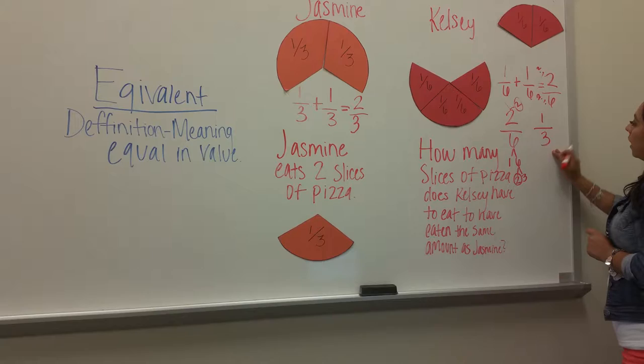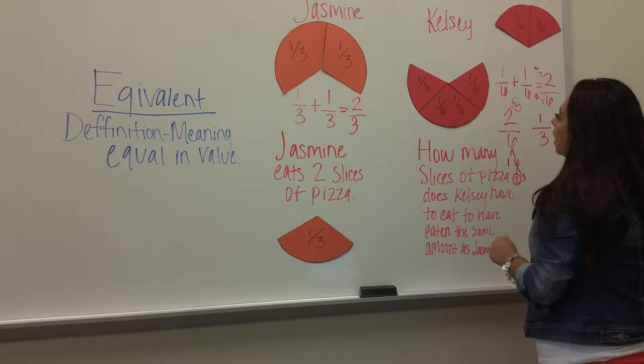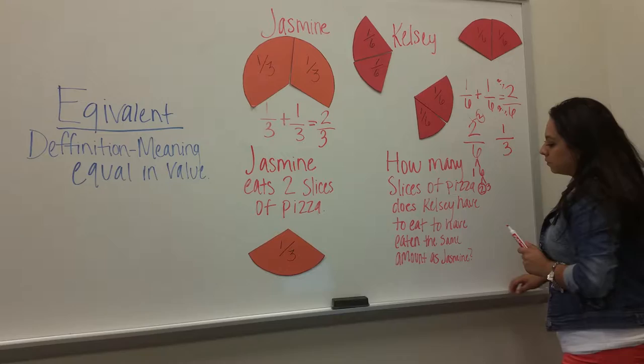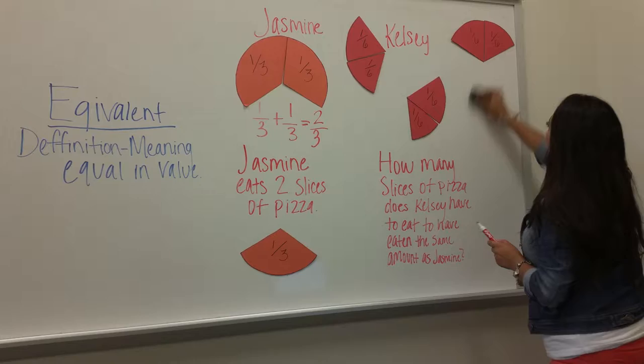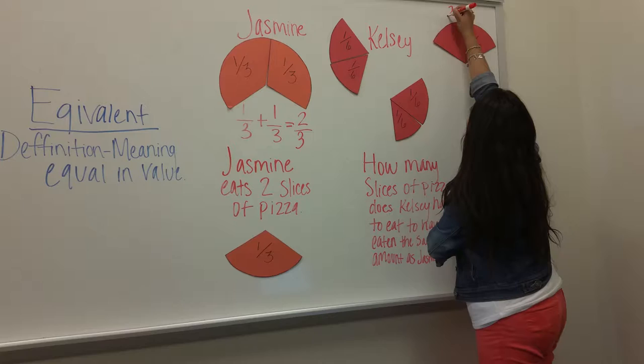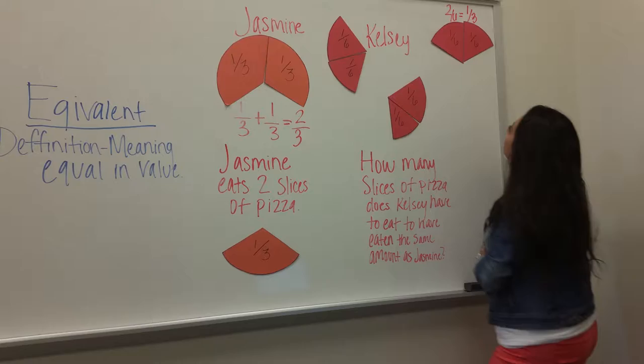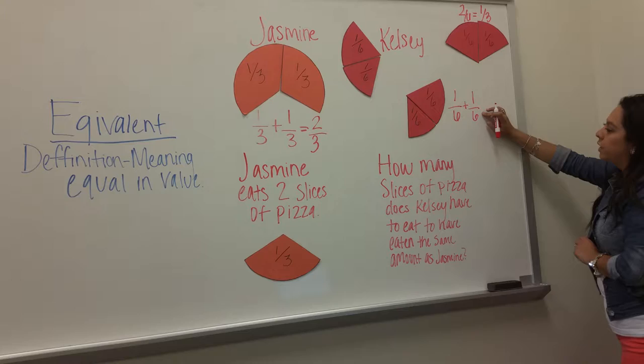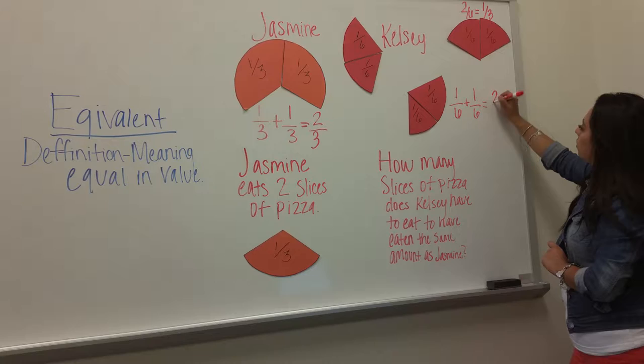So now what we have to do is find the amount of 2 more slices of Kelsey's pizza. And so we do the same thing. We will add 2/6, which equals 1/3. And so now to find the amount of 2 slices again, we're going to do 1/6 plus 1/6. And since they're the same denominator, you're able to add straight across, which 1 plus 1 is 2, and the denominator will always stay 6.